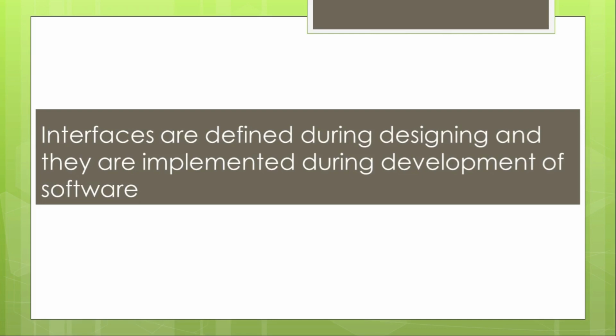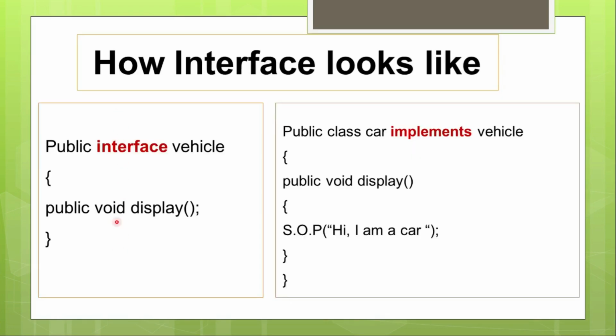They define the interfaces. So once the interfaces are given to the developers, they'll understand what has to be developed. But how it has to be developed is the responsibility of developers. Designers will tell what has to be developed by giving blueprints, and interfaces are part of blueprints. Interfaces are defined during the designing phase and they are implemented during development of software. This interface, vehicle, is defined during the designing phase and it is implemented during the development phase. This is the development phase and this is the designing phase.